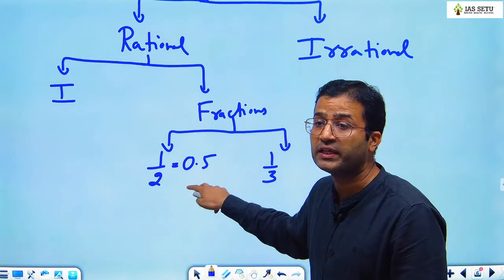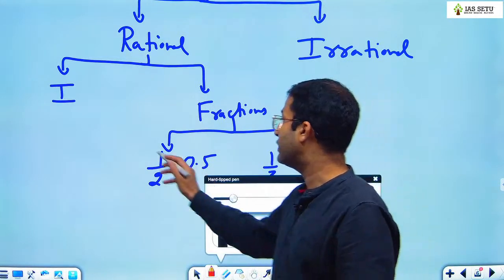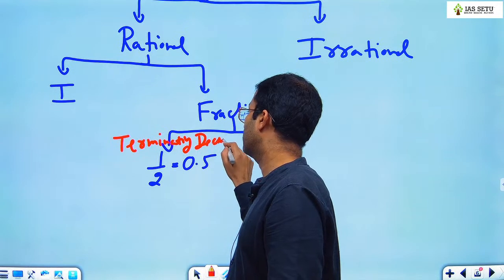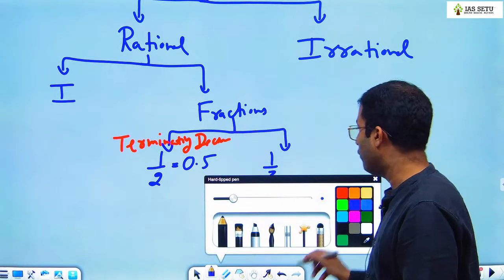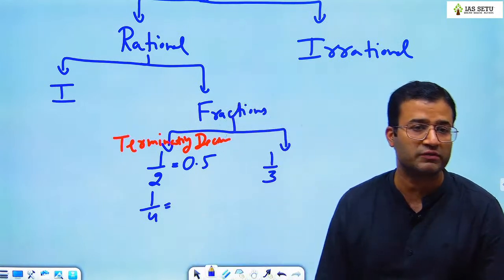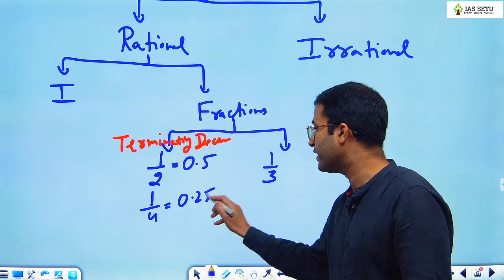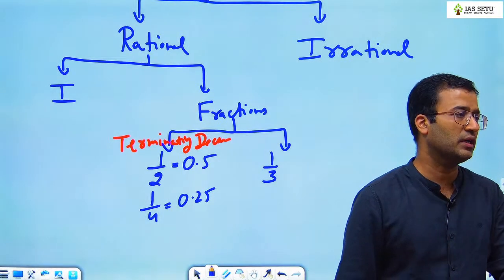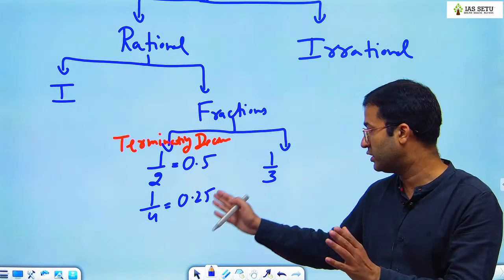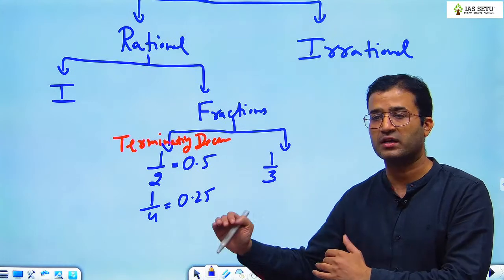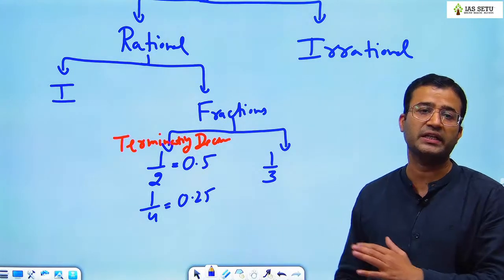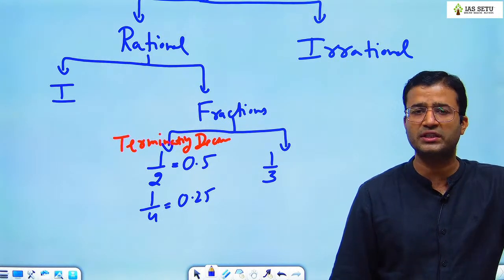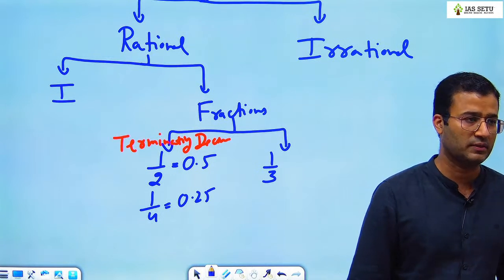What is this called? Terminating decimal. इसको बोलते हैं हम terminating decimal. One by 4. What is 1 by 4? 0.25. They terminate. When you convert any fraction in decimal where they terminate, may be after 1 digit, 2 digit, 10 digit, 100 digit, but रुक जाए, उनको बोलते हैं terminating decimal. They stop after 1 digit, 2 digit, 10 digit, 100 digit, 1000 digit, but they terminate.